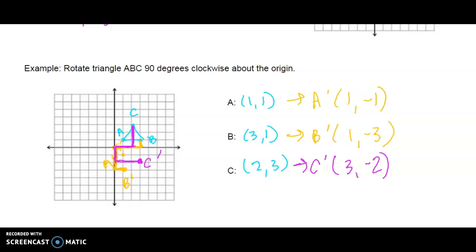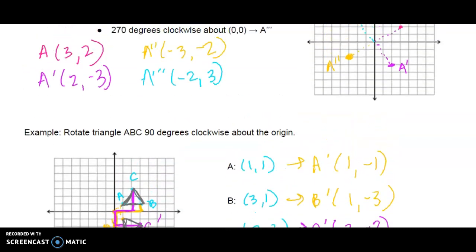Okay. Let's connect my points. Let's see, what color can I use? I guess we'll use gray. So A prime, B prime, C prime looks like that. A, B, C looked like that. So we can see that we took the shape and we rotated it 90 degrees clockwise.